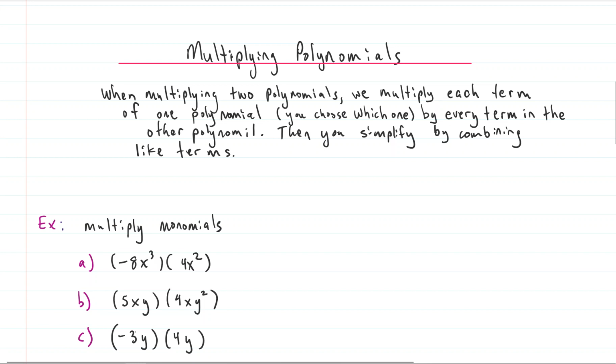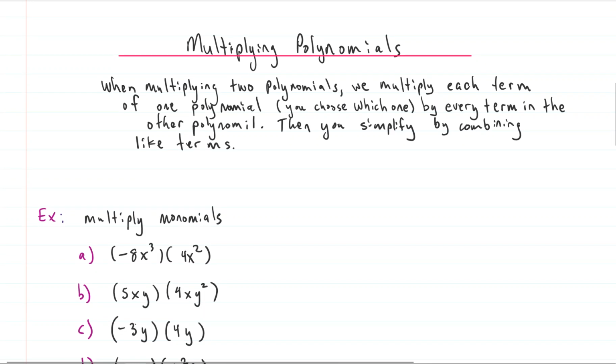We've got a lot of examples here. Let's start with example A. We're multiplying two monomials, negative 8x cubed multiplied by 4x squared. When we're dealing with monomials, we really are just using the commutative property of multiplication and moving things around. Let me show you what I mean.